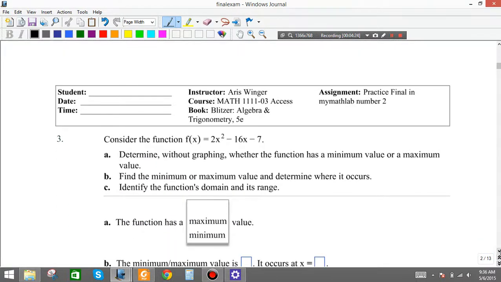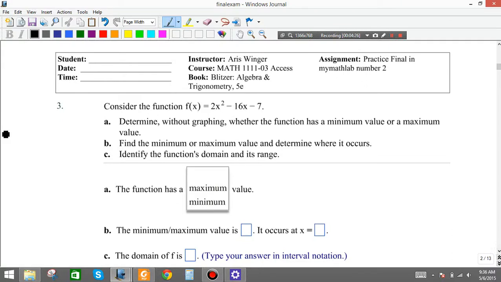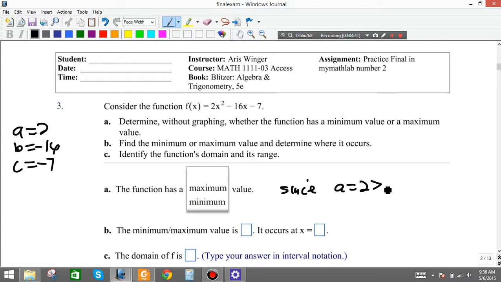Roughly the same question. Here, a is equal to 2, b is negative 16, c is negative 7. Because a is positive, and that's bigger than 0, then you have a minimum. If it was negative, it would be a maximum. To find the maximum or minimum value of this and where it occurs, in this case it's the minimum.